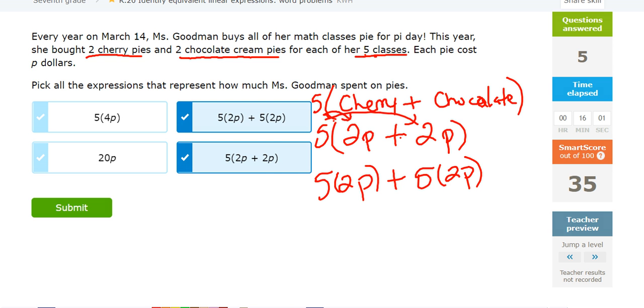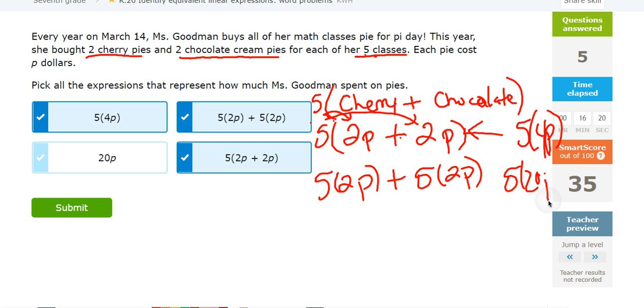And if you were to simplify it further, if you look back at this one right here, that's really 5 times 4P. So there's a third answer choice. And 5 times 4P is really 20P. And so there is another answer choice. So that means that all of these answer choices are valid.